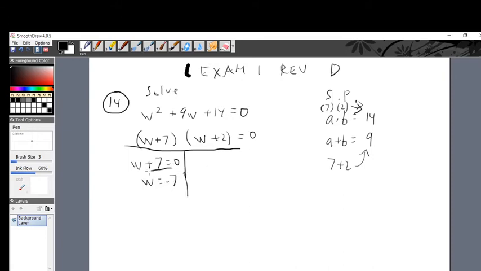That's one solution to the quadratic equation. W plus 2 equals 0. Minus 2 on both sides. We'll get W is equal to negative 2 as another solution to the quadratic equation. And the problem is done. That's it.